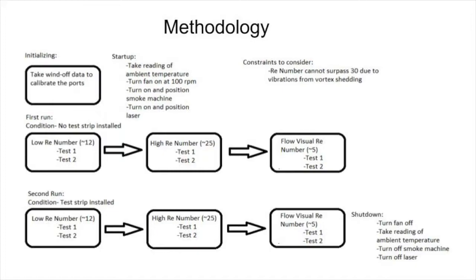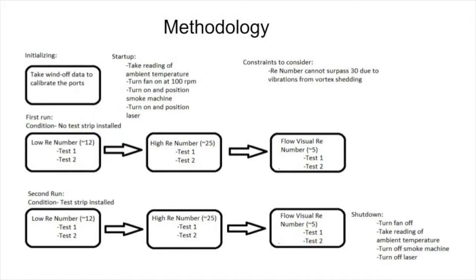The first set of data is taken at the wind-off condition in order to calibrate the ports. A reading was taken of the ambient temperature at the start of the lab because room temperatures can affect the flow, fluid, experimental results, and or the laboratory equipment. The wind tunnel is set to 100 RPM to see how big the Reynolds number would be. Observation of the Reynolds number is important because there was a constraint of it not going past 30 due to the fact that the cylinder would be prone to vibrations from vortex shedding.